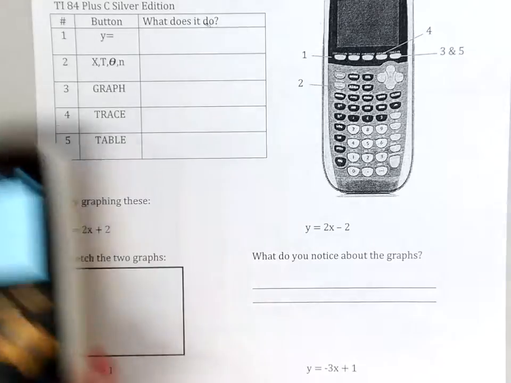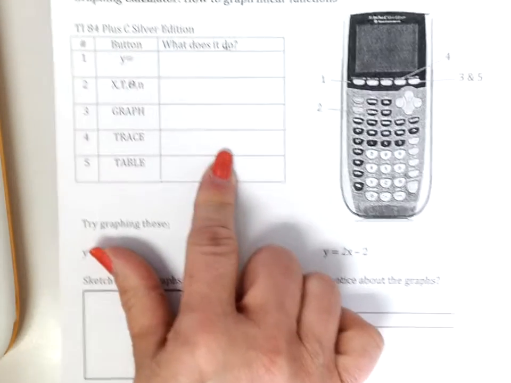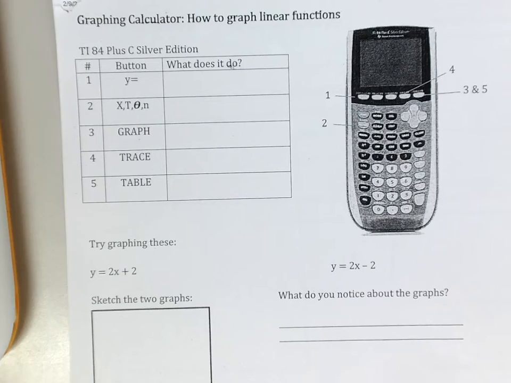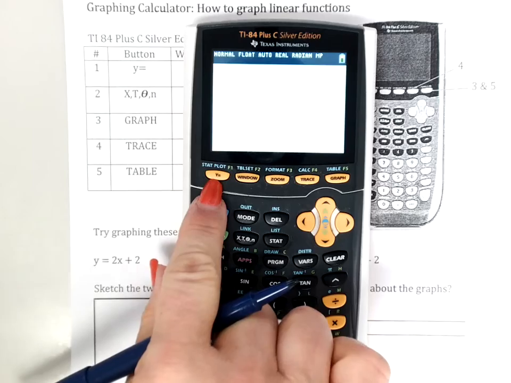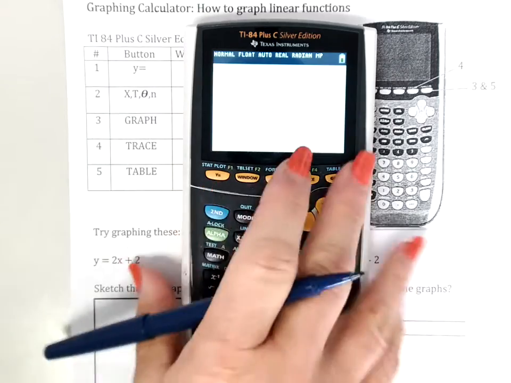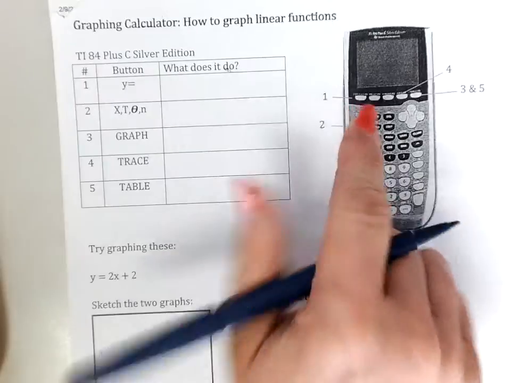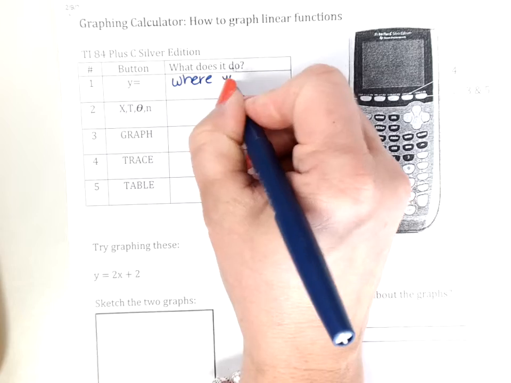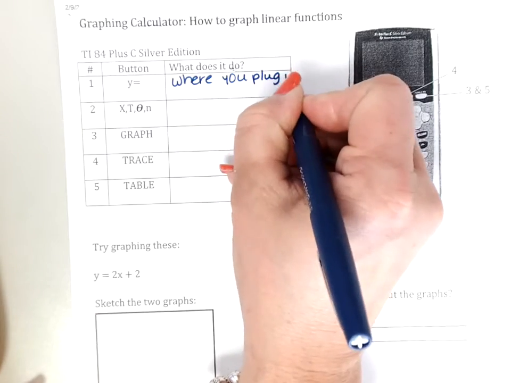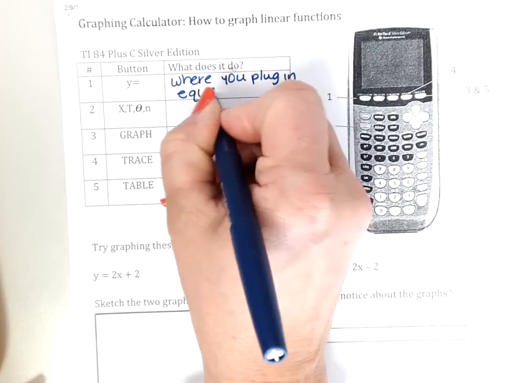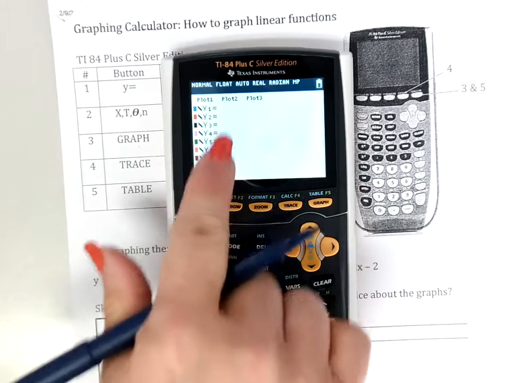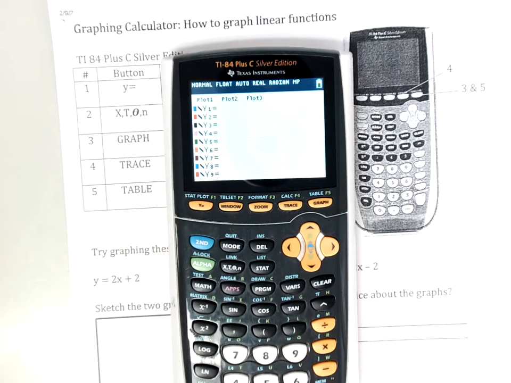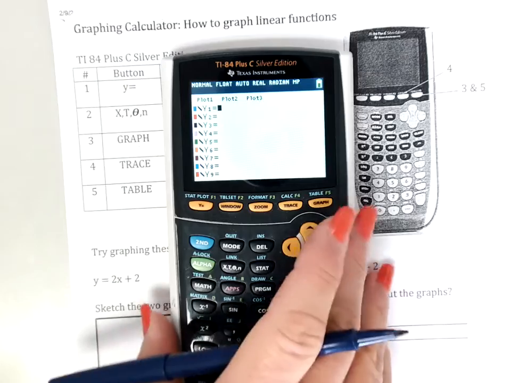Okay? So the first thing we're going to do is identify some buttons that we're going to use, where they are and what they do. The first one is the y equals button, and it's this button right here. It's yellow, top left. It's labeled number 1 on here, and it is where you plug in equations. So if I press that, you can see there's a bunch of y's because you can type in multiple equations, but it'll already have y equals for you.